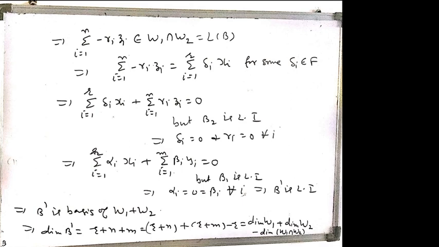Now dimension of b dash is r plus n plus m, because it contains x1 x2 up to xr, r elements, y1 y2 yn, n elements, z1 z2 zm, m elements. So dimension of b dash is r plus n plus m, which can be written as r plus n plus r plus m minus r. Now this r plus n was dimension of w1, r plus m dimension of w2, minus this r is dimension of w1 intersection w2. This proves the theorem.